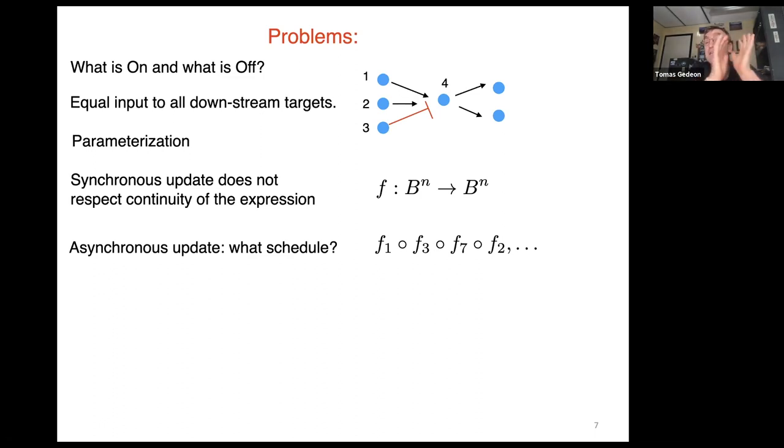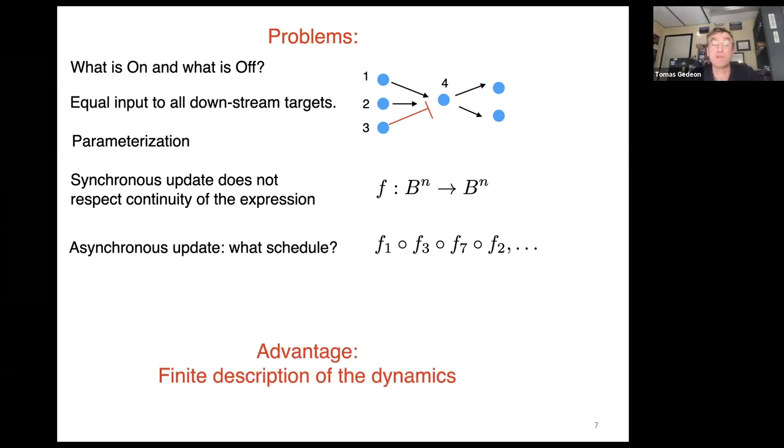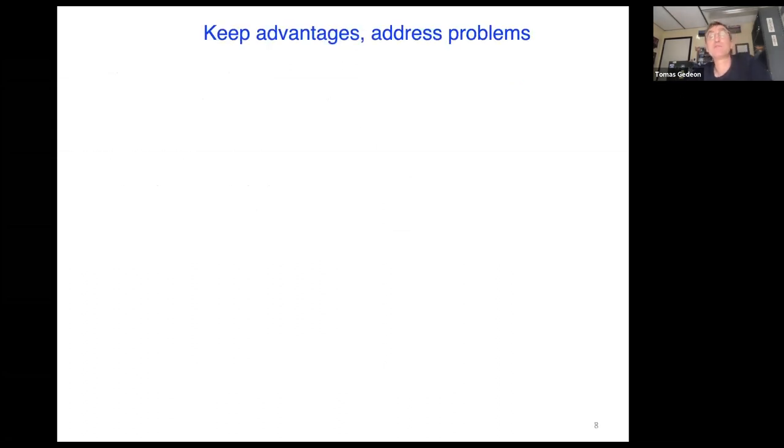These things are problematic in Boolean models and have to be addressed. The big advantage is that this provides a finite description of dynamics. There are finite limiting states; you can iterate and you get results. And people are using this in pretty sizable networks to try to understand the dynamics. So what I'd like to do here is describe a different way to handle this, keeping the advantages and addressing some of those problems.